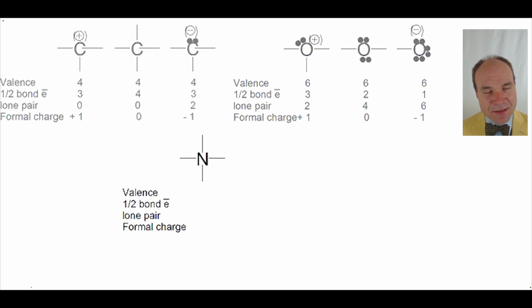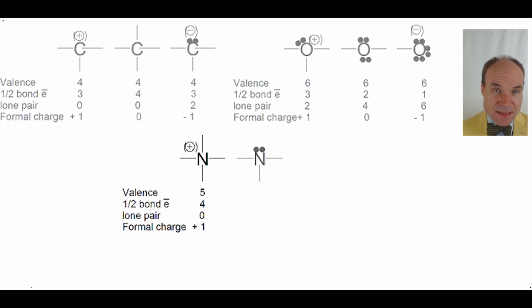Finally, we'll take a look at nitrogen. Nitrogen has 5 valence electrons, in between carbon and oxygen. In the first example, you'll see there are 4 bonds to the nitrogen. 4 bonds involve 8 electrons. Half the number of bonded electrons, therefore, is 4. If we look for lone pairs, you'll see there aren't any lone pairs, making a simpler calculation. So we have 5 minus 4 minus 0 to give us plus 1. This nitrogen has a formal charge of plus 1.